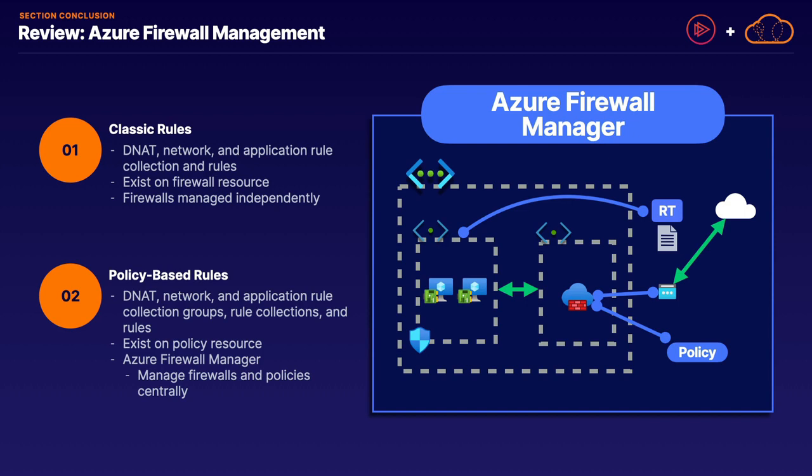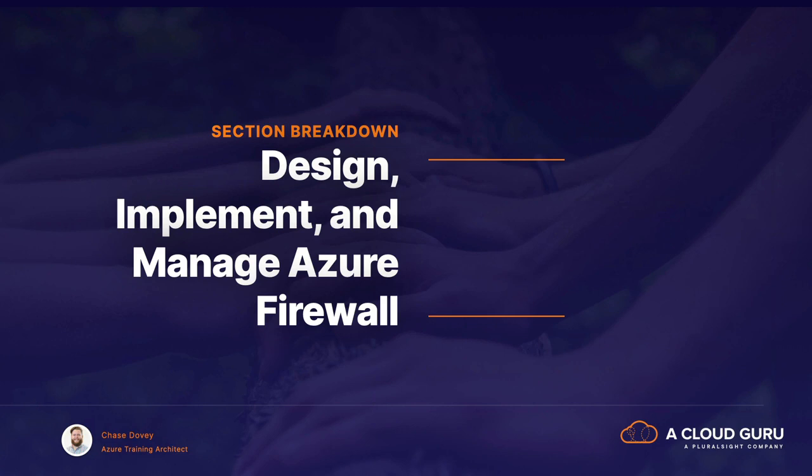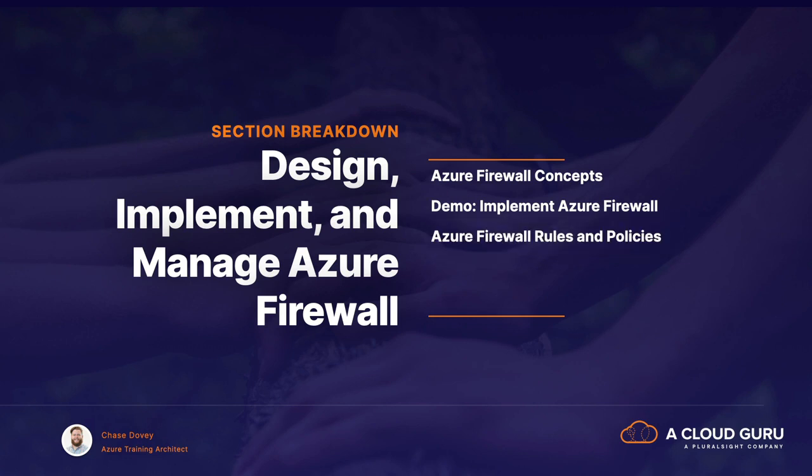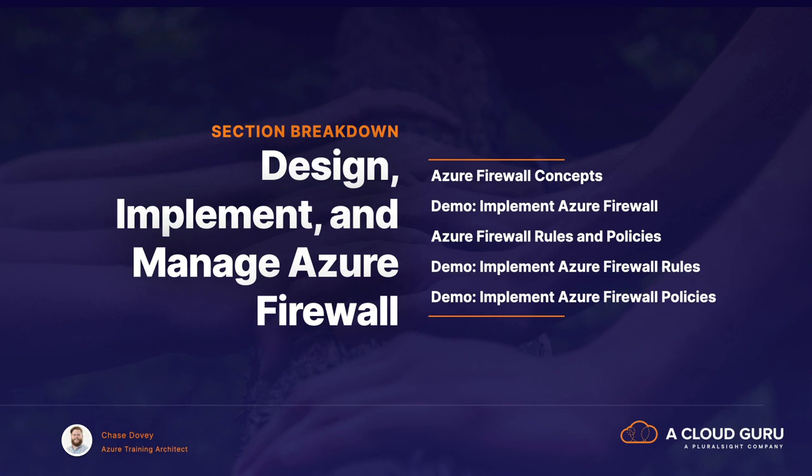All right, Gurus, that covers all of the key things that we want to take away from this section. Now, just quickly at a high level, we'll talk about the lessons that were involved in this section before we cut away to the next section. So for this section, design, implement, and manage Azure Firewall, we had a lesson where we covered the Azure Firewall concepts. Then we had a demo lesson of implementing Azure Firewall resource. Then we had a lesson where we covered Azure Firewall rules and policies for the different types of rule management for Azure Firewall. Then we had a lesson where we implemented Azure Firewall rules for classic rule management and implemented Azure Firewall policies for policy-based rule management.